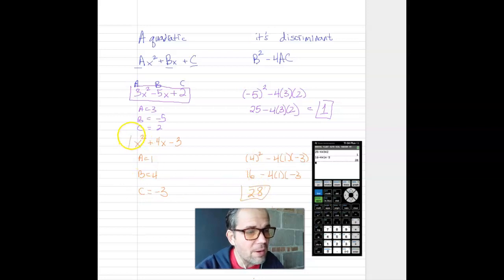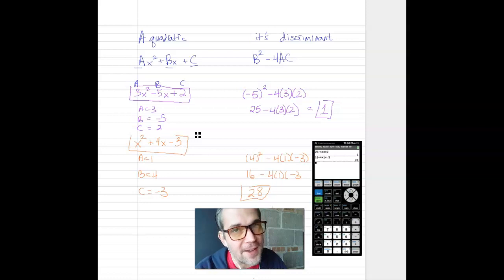Now, you might be like, I don't understand what that's for. I don't understand what that means. Those are all good things to be upset about right now. You don't know what it's for, and you don't know what it means. And we will talk about what it's for, and we will talk about what it means. But I first want to make sure you know how to find it.